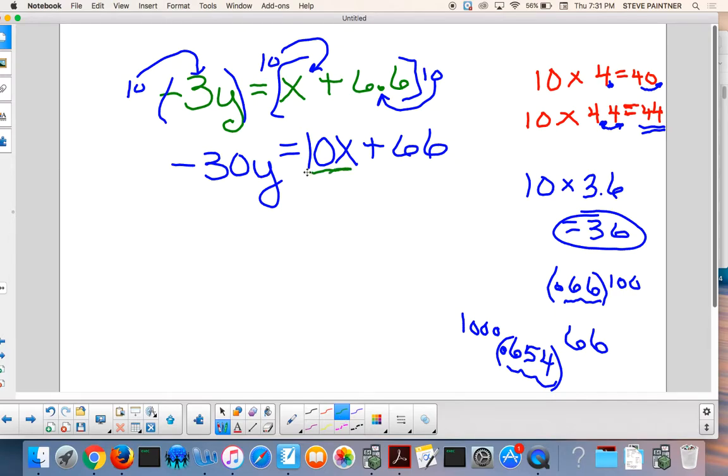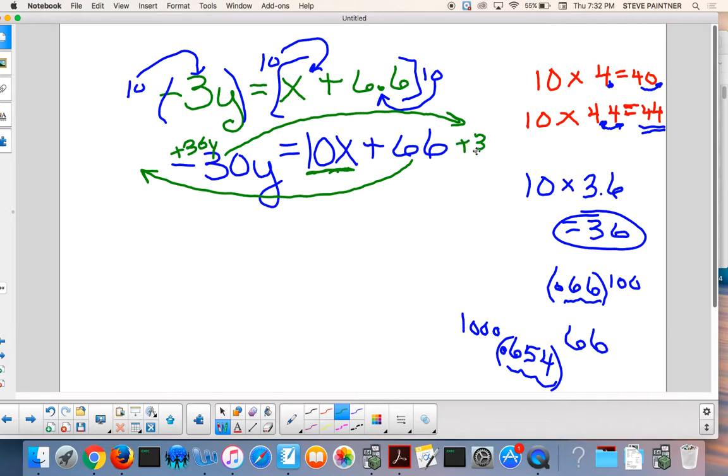Here, is the a value positive? Yes, 10x is positive, so leave it here. So what I do is I take the y term and I push it over here. I take the 66 and I push it over here. And how do I do that? I go minus 30y, plus 30y.